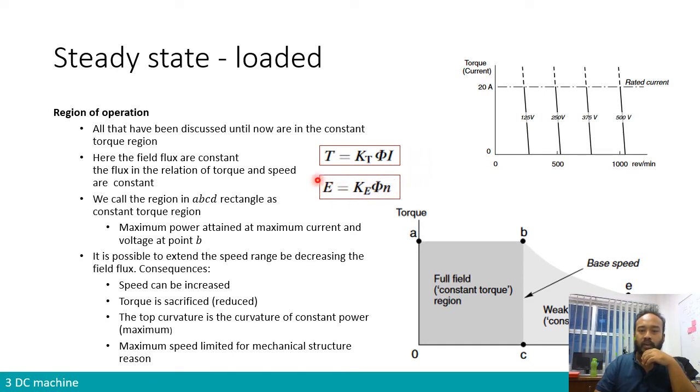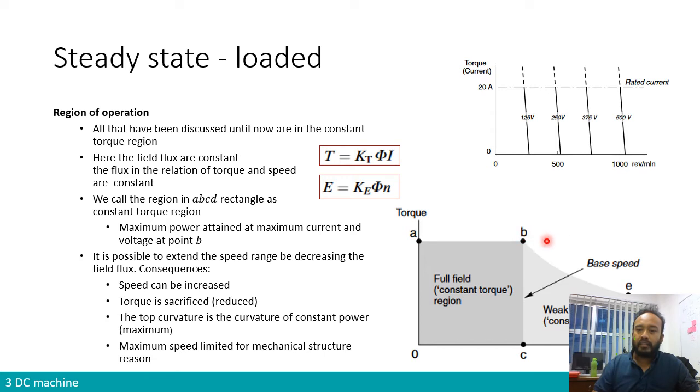Because we always have the same, we are now increasing the speed, so we are talking about this equation over here, the equation relating the voltage, back EMF and speed. If you are decreasing the field flux, then we may increase the speed at a constant voltage. So that's what we do to be in this area of flux weakening.